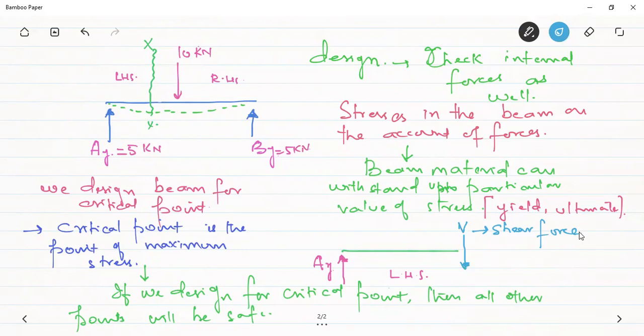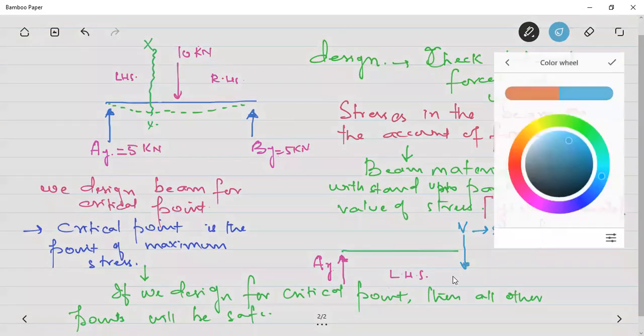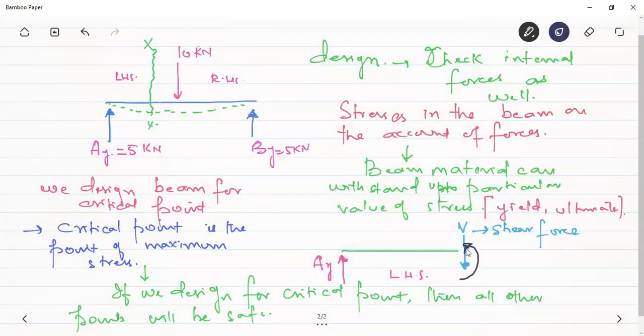Not only the shear force will be here, there will also be something else. What will be the effect of this load at this section? Not only will we have a resisting force, we will also have a resisting moment, because this force can create a moment as well. We will have a resisting moment as well, so that this complete left hand side section which I have taken is in equilibrium. And this moment is known as bending moment.